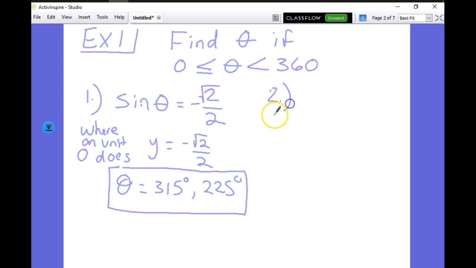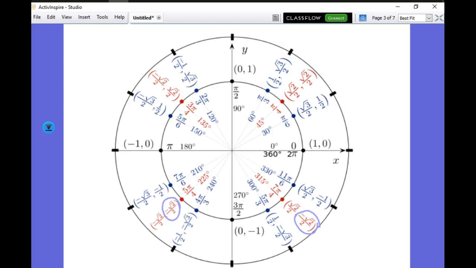Wait, so you just go to the unit circle. They're still circled there. Those are the two places where the y value is negative radical 2 over 2, and because we're looking for the angle, right? The angles that go with that are 225 and 315. So you just look at your unit circle basically to find the angle that goes with those values.